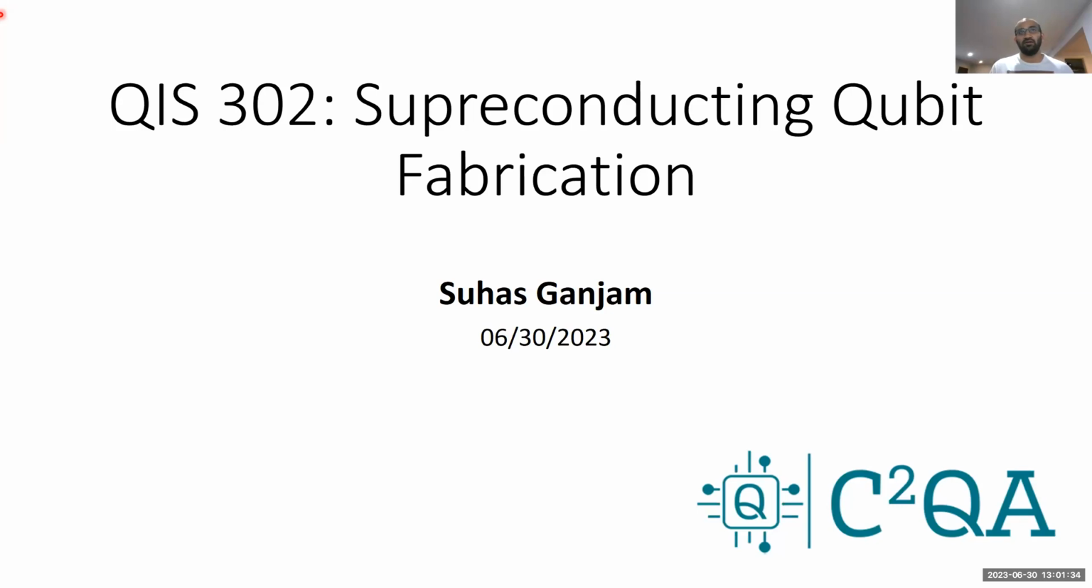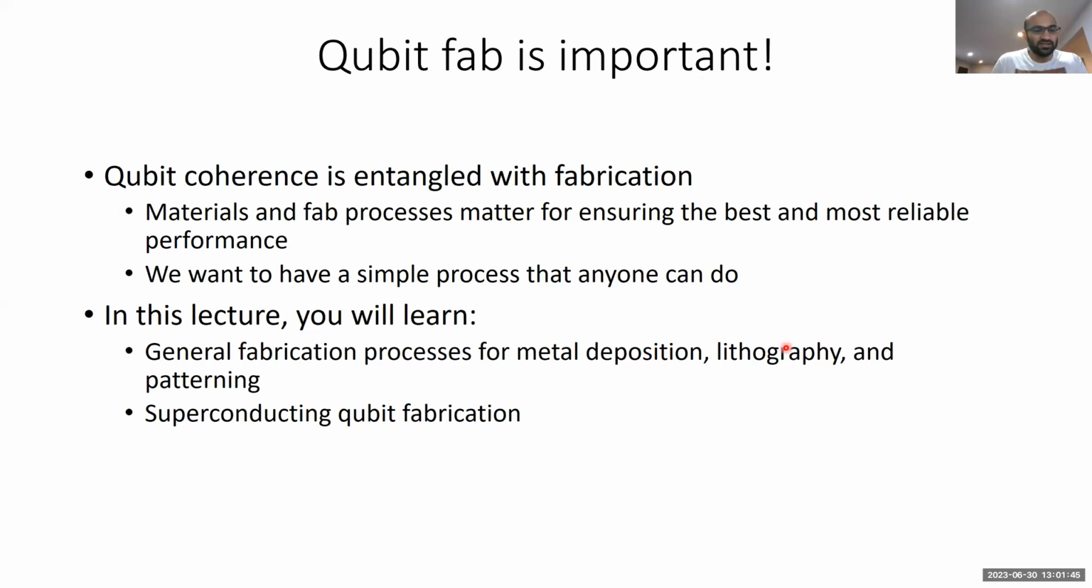Today I'll be giving the lecture on superconducting qubit fabrication. Let's get right into it. So why is qubit fab important? Well, in general, coherence is going to be dependent on many things like your circuit design, your fridge wiring, your fridge setup and filtering. But the coherence of our superconducting qubits is very highly entangled with our fabrication. So the materials that we use, the fabrications that we employ really do matter.